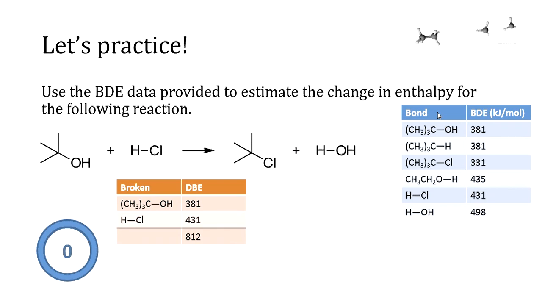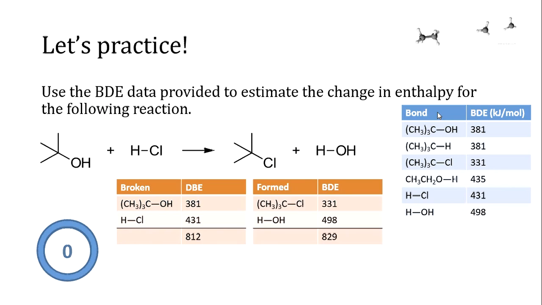Two bonds are being broken: the carbon-oxygen bond in the alcohol and the hydrogen-chlorine bond in hydrogen chloride. The bond dissociation energies for these are 381 and 431 kilojoules per mole, for a total of 812 kilojoules per mole.